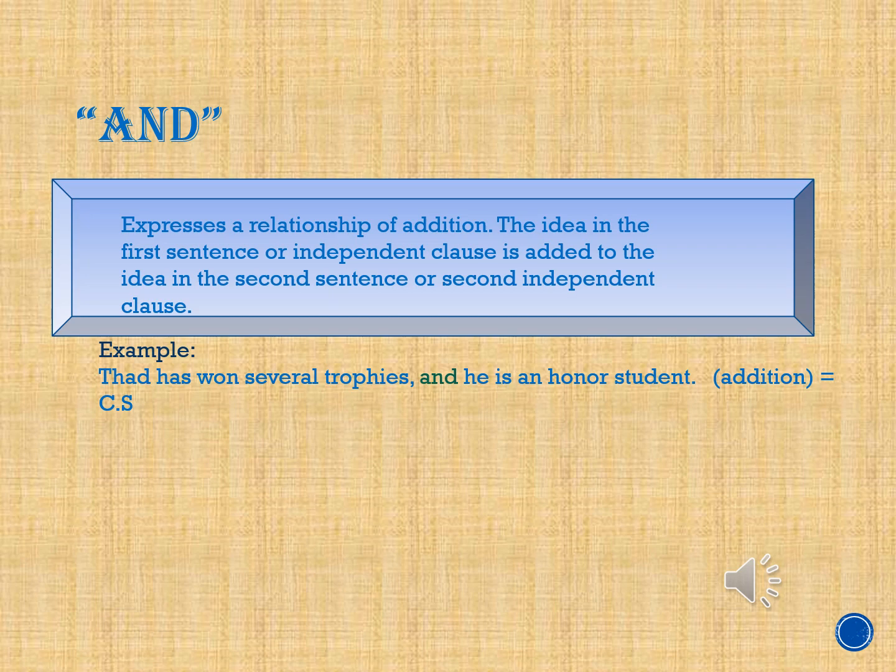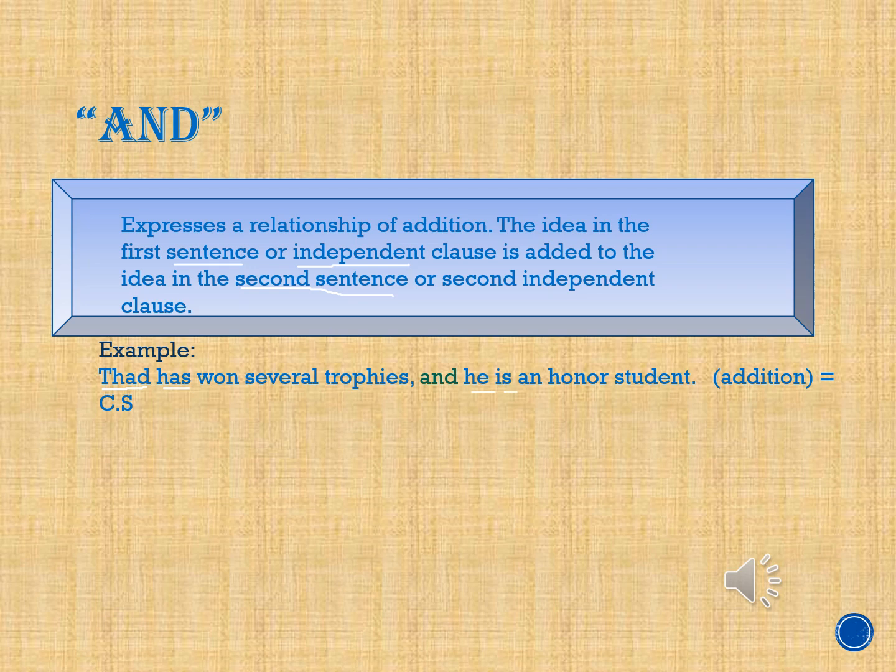Now I have my second coordinating conjunction, and. And expresses a relationship of addition. The idea in the first sentence, or the first clause, is added to the idea in the second sentence, or second clause. Example: Thad has won several trophies, and he is an honor student.